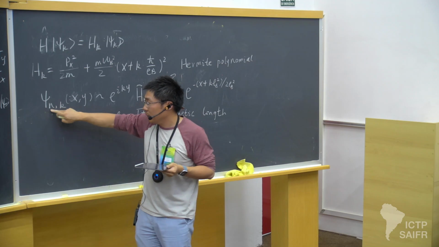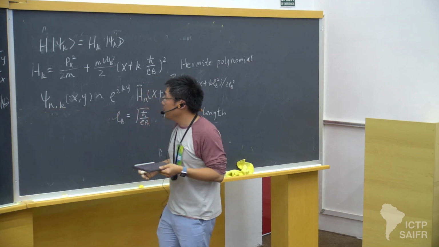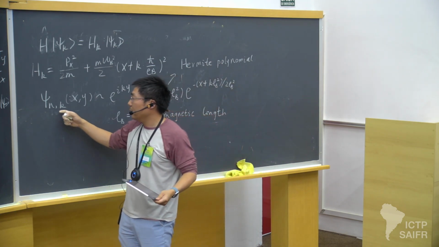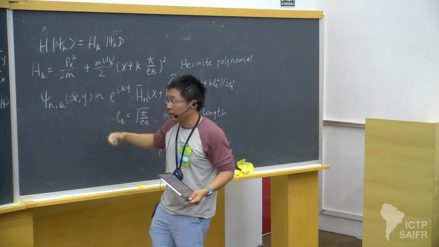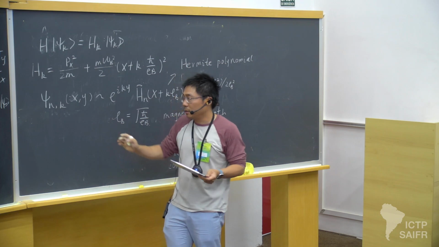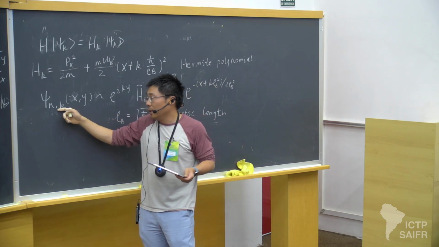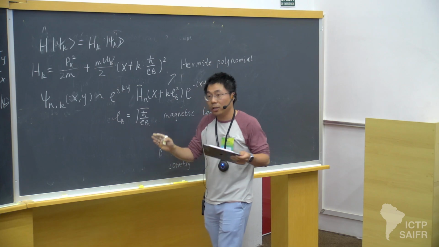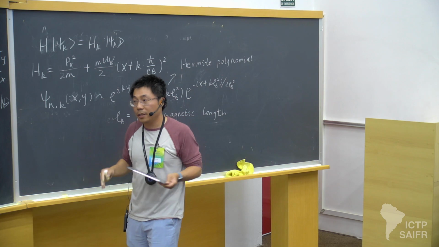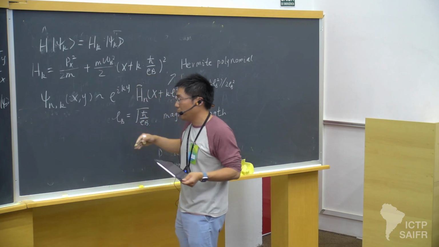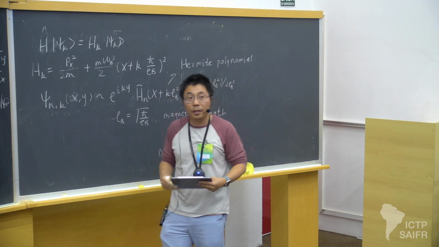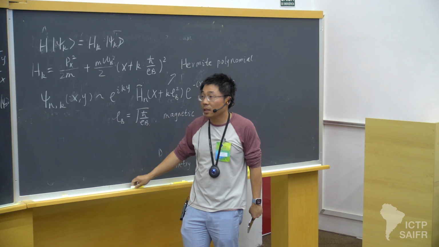One is what I called n, which just labels the state of this harmonic oscillator. And the other label is the momentum along the y direction that I called k. This momentum makes it different from the usual harmonic oscillator, and that's also the origin of the degeneracies of Landau levels, which I will explain in the next lecture. Okay, so I think it's good to stop here. Now we have time for questions.